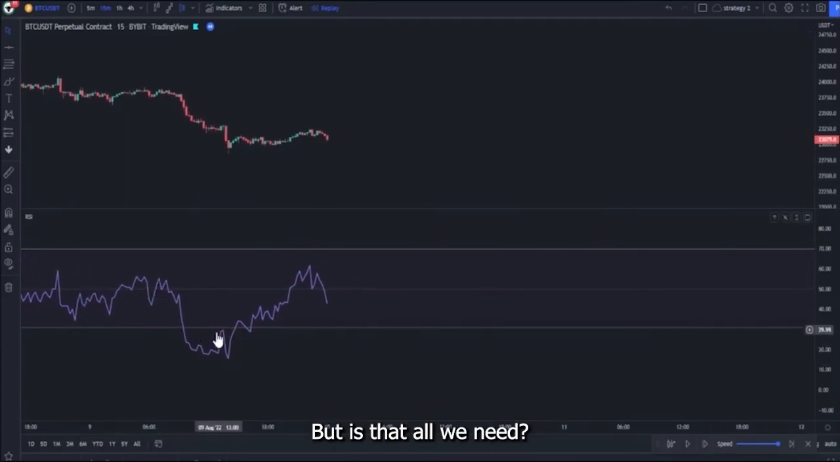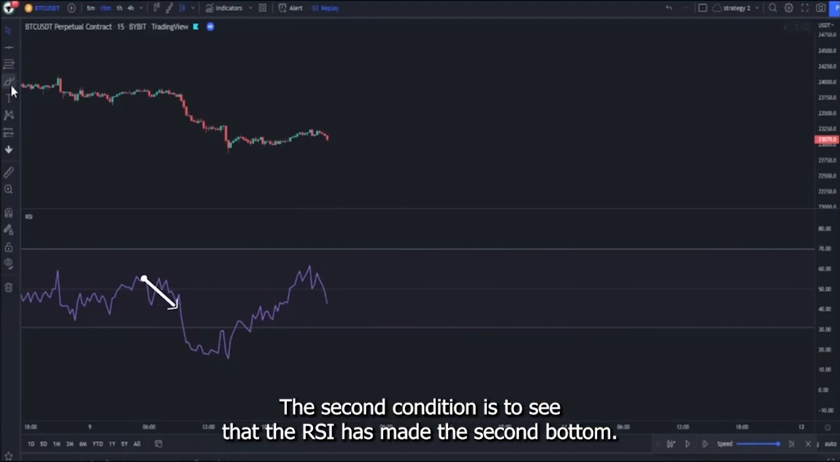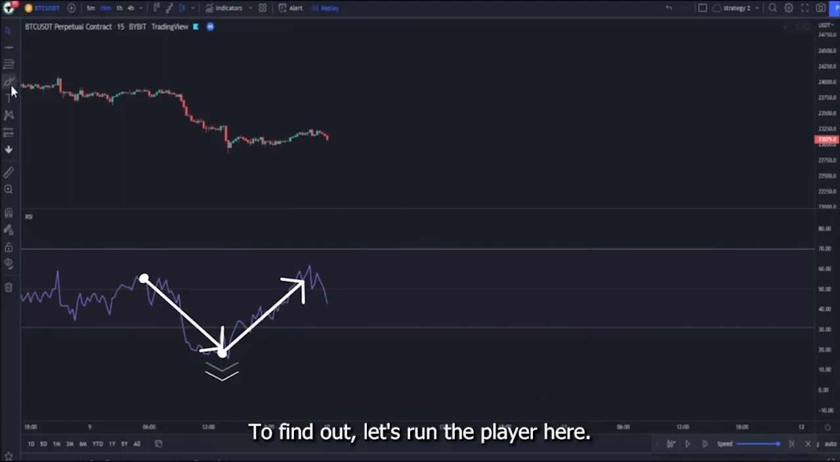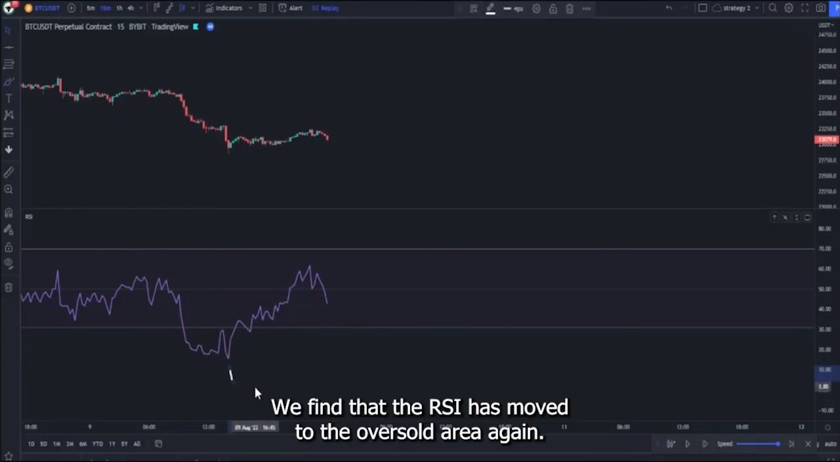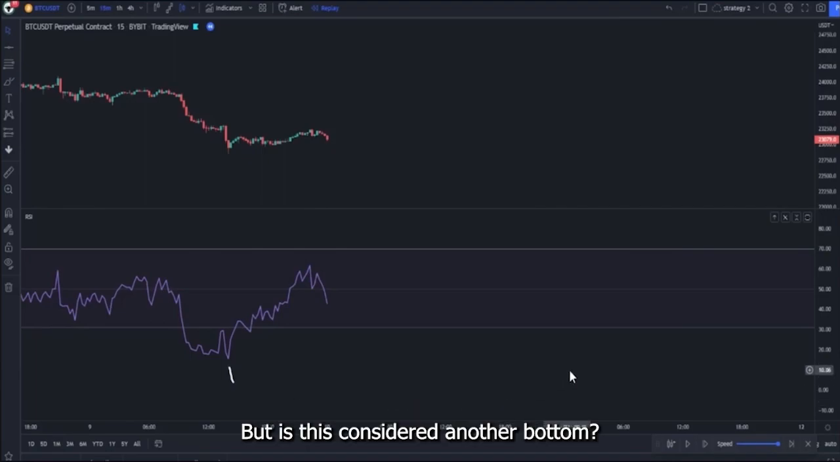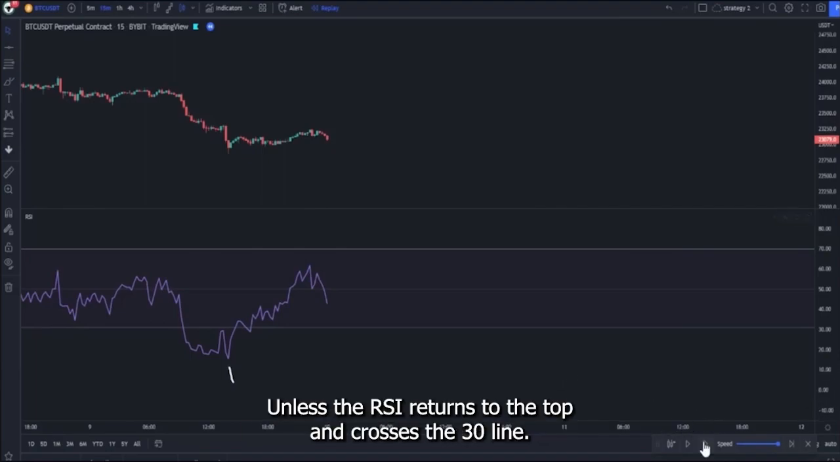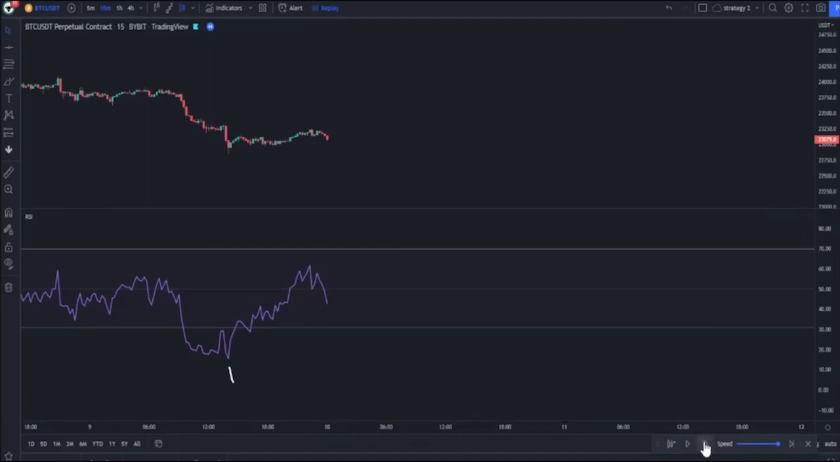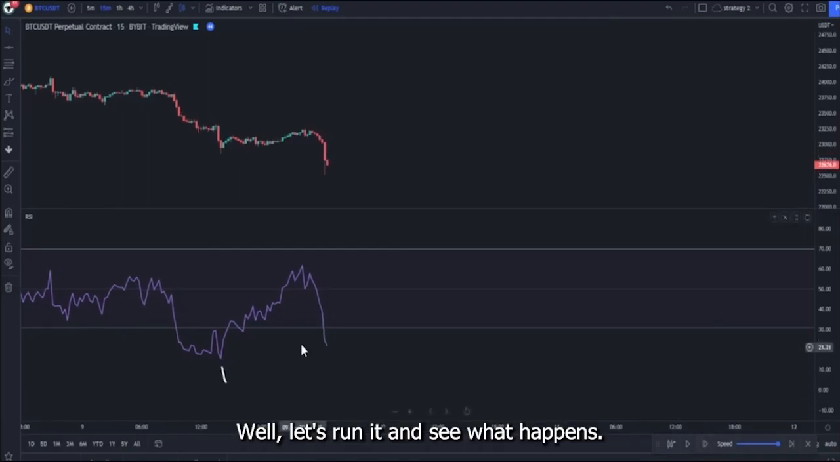But is that all we need? Note there's more to it. The second condition is to see that the RSI has made a second bottom. To find out, let's run the player. Here, we find that the RSI has moved to the oversold area again. But is this considered another bottom? This is not a bottom unless the RSI returns to the top and crosses the 30 line. Well, let's run it and see what happens.